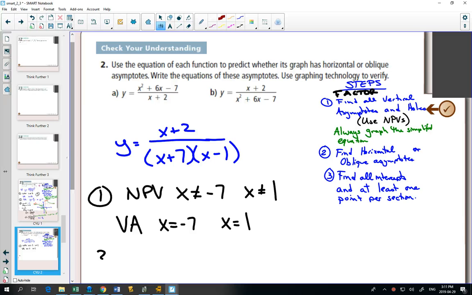Step 2. Find out if we have horizontal or oblique asymptotes. In this situation, when we look at the highest degree, it is a degree of 2 in that x squared, and we have it in the denominator. Whenever our highest degree is in the denominator, this will be something you'll have to study and work on. Our horizontal asymptote is always at y equals 0.